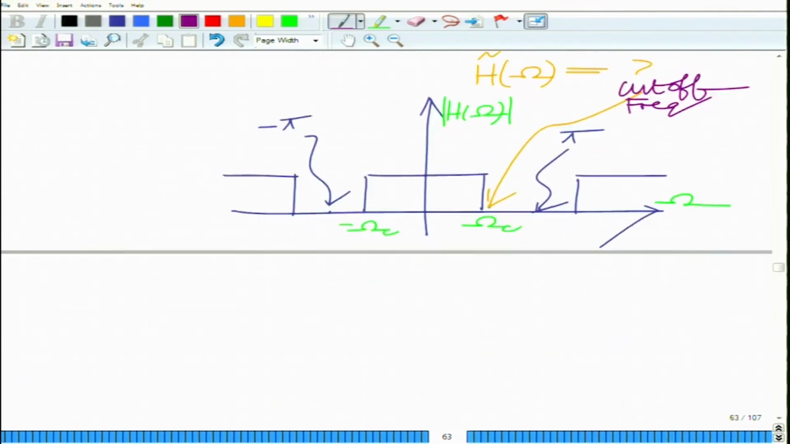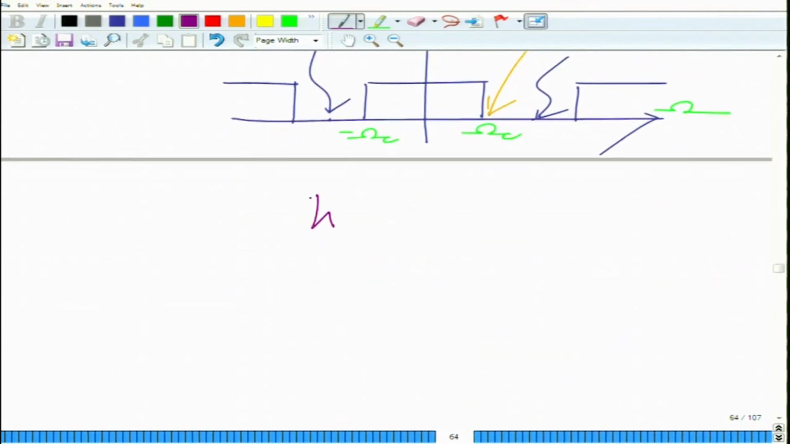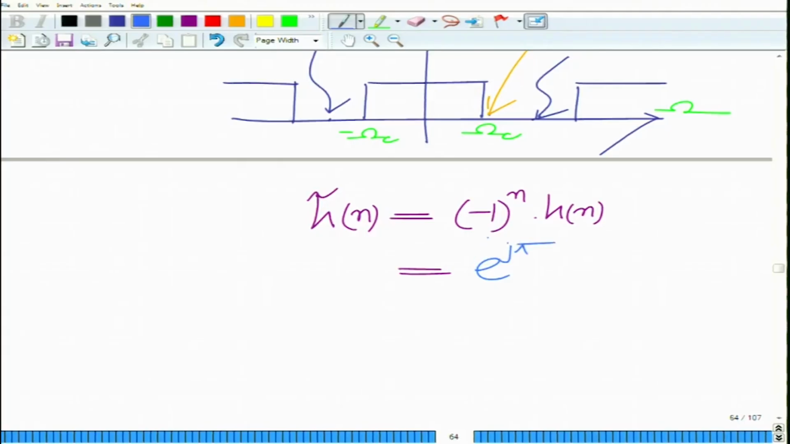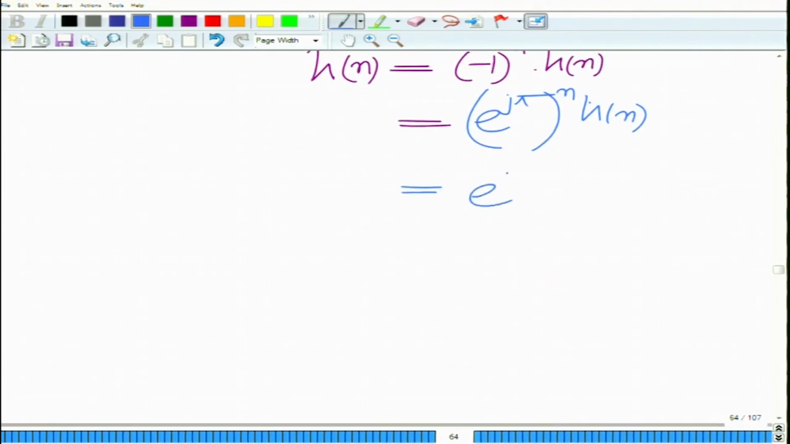So h tilde[n] equals minus 1 to the n times h[n]. Now, you can write this minus 1 as e raised to j pi, alright. So, minus 1 raised to n is e raised to j pi n, and then you will observe something interesting. So, this is e raised to j pi n times h[n], and you can see this is modulation in time.